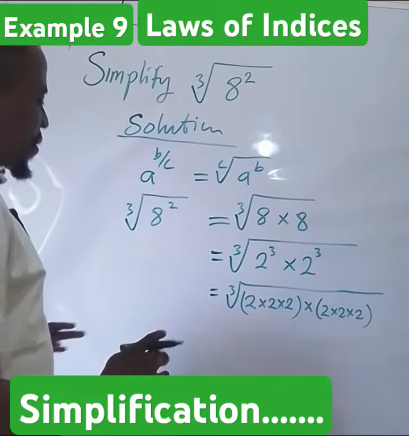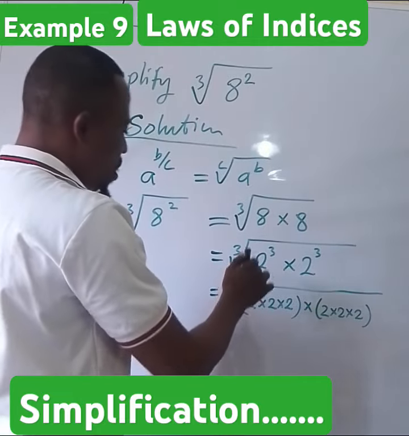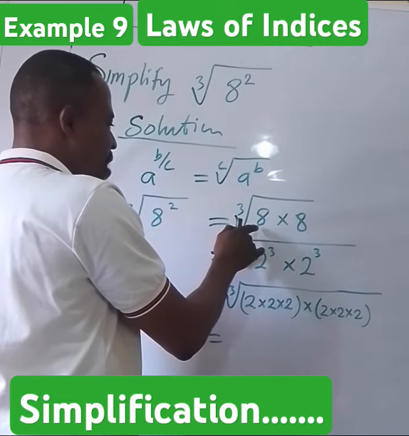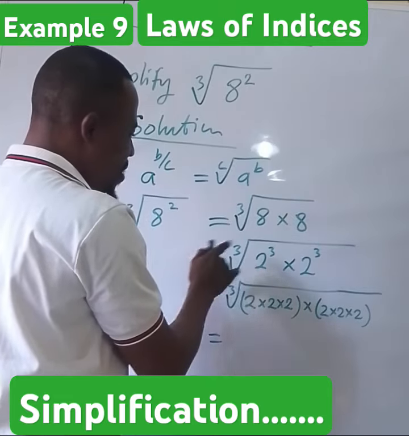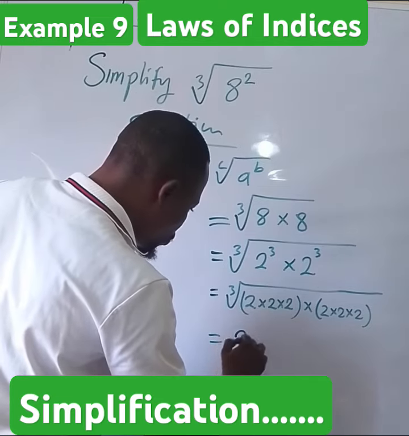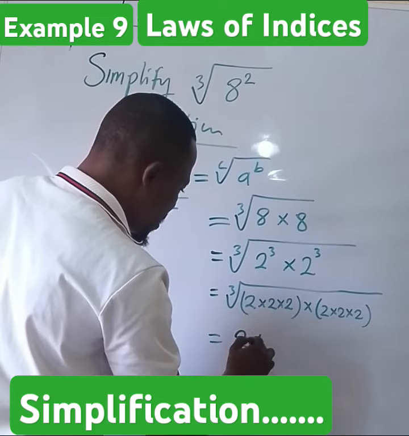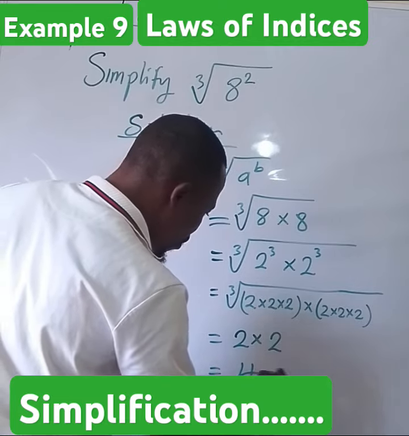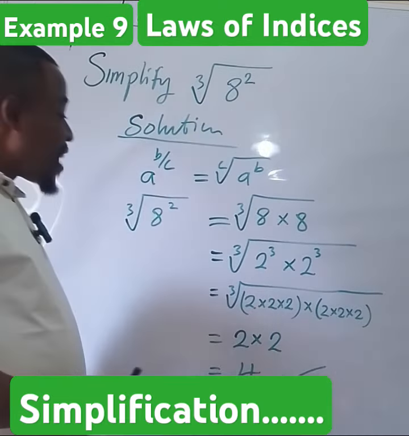So that's the number now. So it will now give us what? We said think of the number that you raise to power of 3 that will give you 8. So 2 raised to power 3 will give us 8. So this cube root now will give us 2. We pick 2 here and 2 here, which equals 2 times 2, 4. So that's how to solve it.